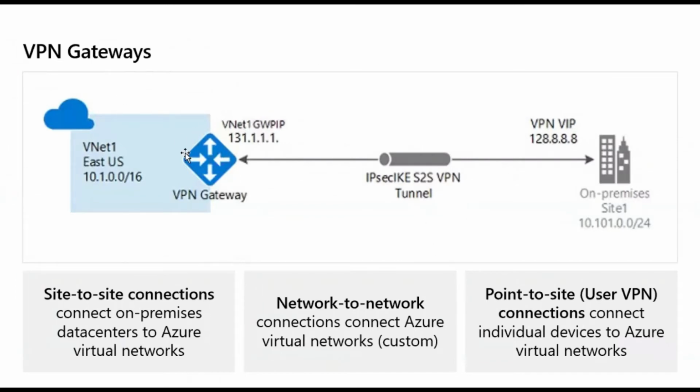Now VPN gateways. Site-to-site connections connect on-premises data centers to Azure Virtual Network. We need a VPN gateway. This is the same as routers. For network to network connections, we need this gateway. Point to site connections. Point to site means, let's say this is your site, and from on-premises anywhere you'd like to connect to an Azure Virtual Network, we need this VPN gateway. This is the same as a router.